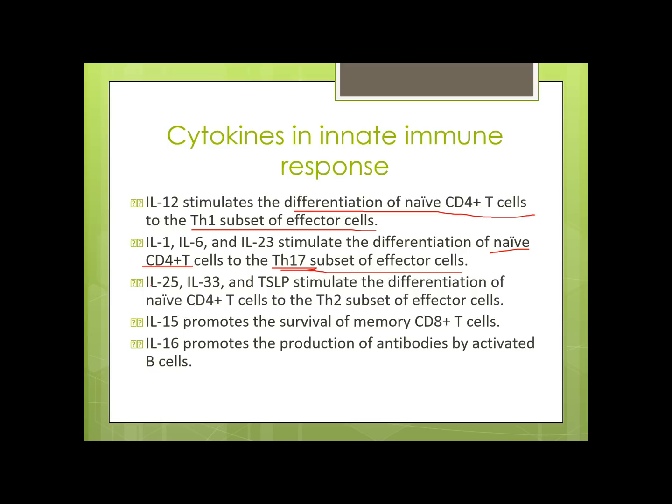So, pakitandaan. Then interleukin 25, interleukin 33, and TSLP class would stimulate the differentiation of naive CD4 positive cells to the T helper 2 subset of effector cells. Now, itong TSLP na to, please take note that this is a type of protein known as your thymic stromal lymphopoietin.